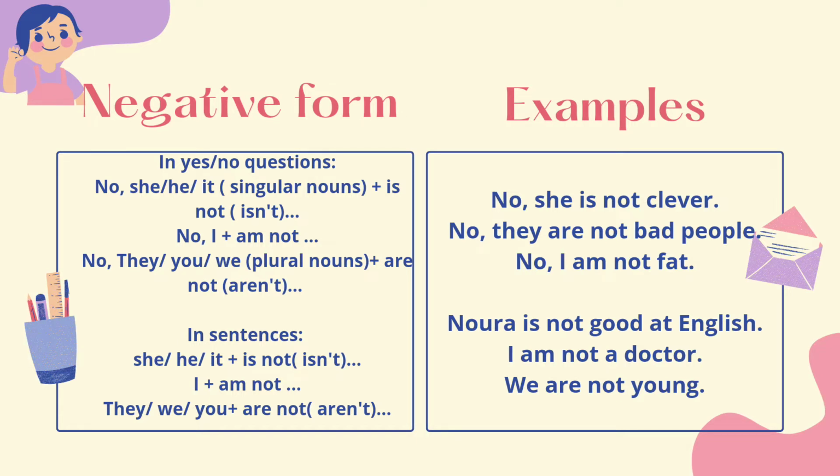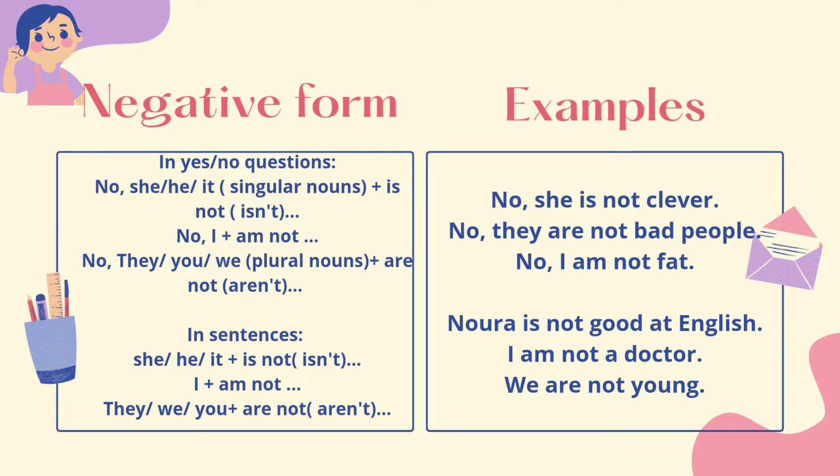For example, no, I'm not fat. Then we have no plus they or you or we plus are not or aren't plus the rest of the sentence. For example, no, they are not bad people. And in normal sentences, we use she or he or it plus isn't or is not and the rest of the sentence. For example, Noura is not good at English.